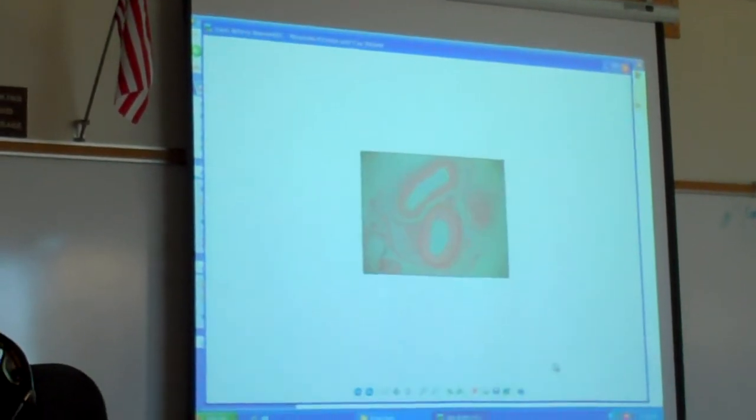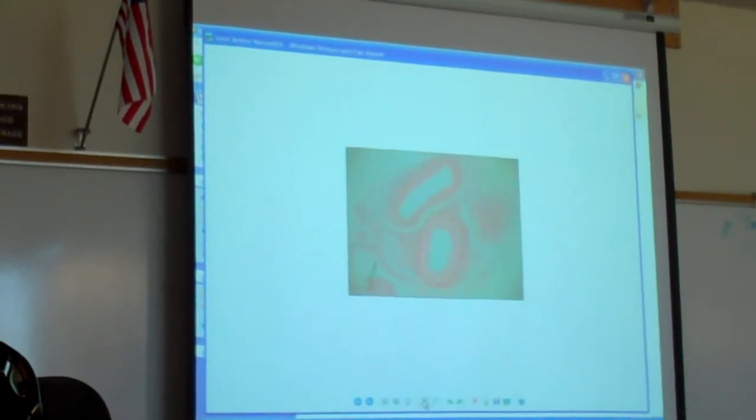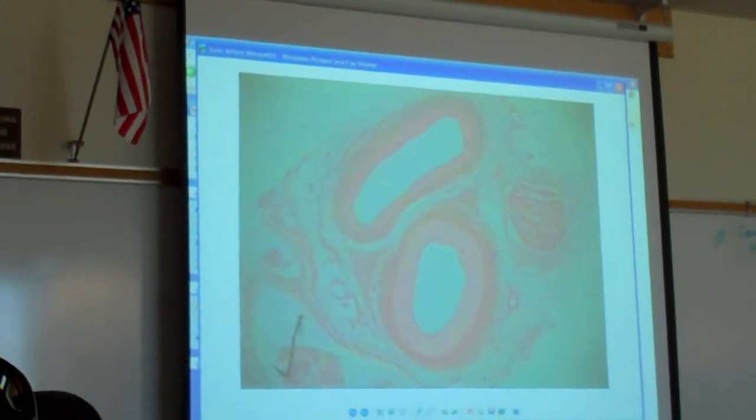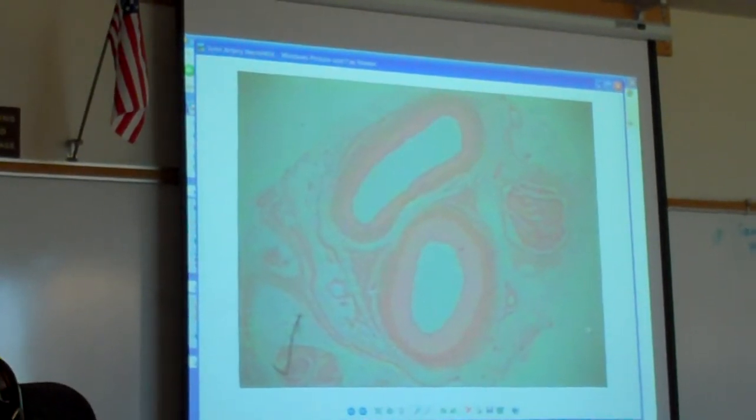Okay? And then we have the artery, the vein, and the nerve, okay? To be able to look at. And when you look at this, it's going to have those clear bundles of circles with dots in it, okay?